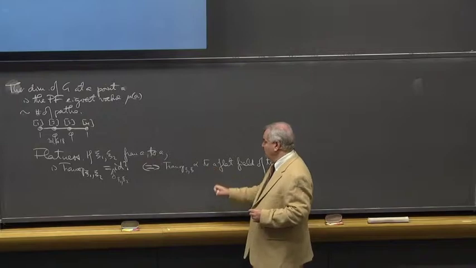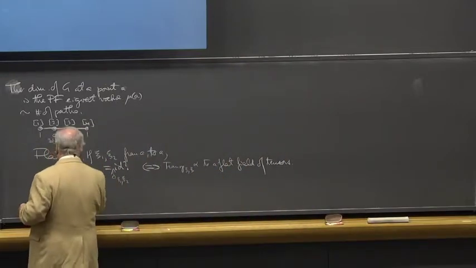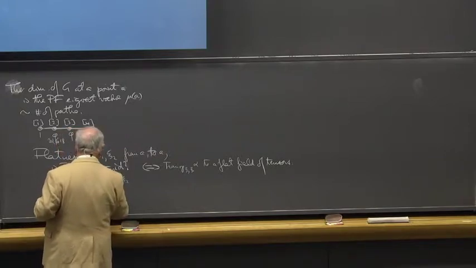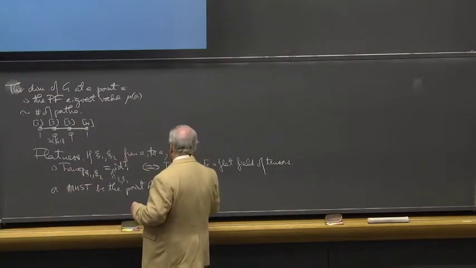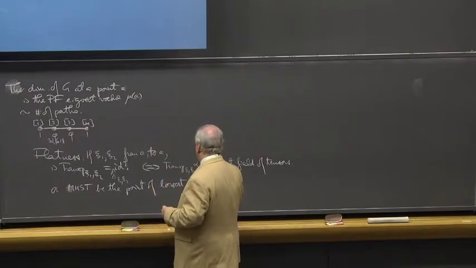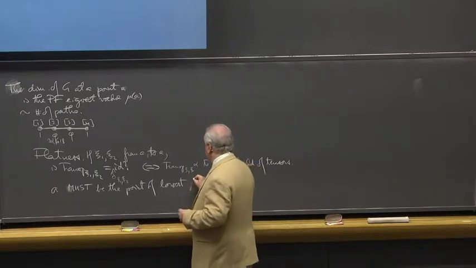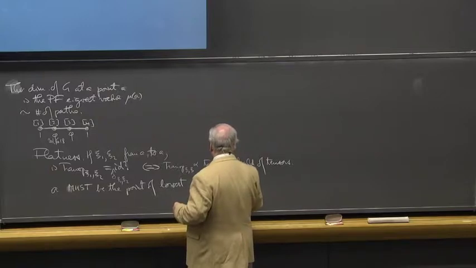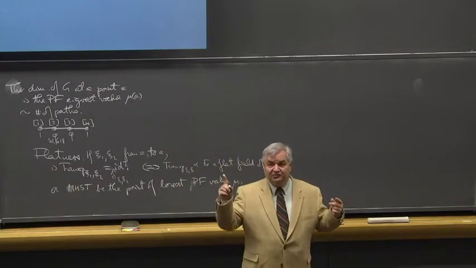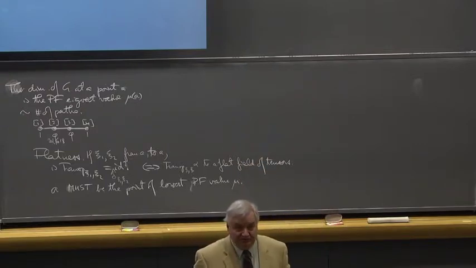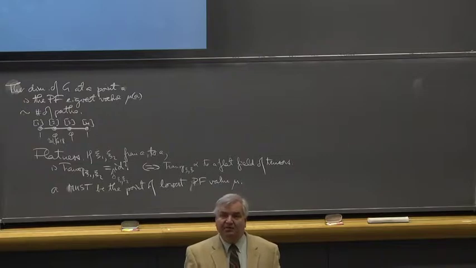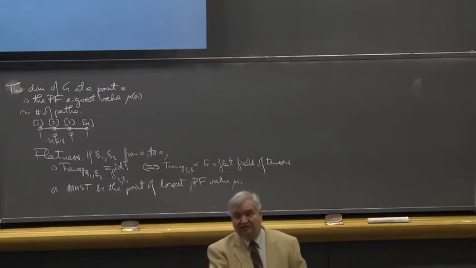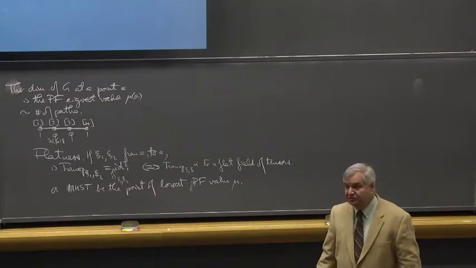Now you can see here that A must be the point of lowest Perron-Frobenius value mu. Because otherwise you couldn't transport things from a place which has more paths to a place which has fewer paths and get them back. Right? So if you have a manifold which has variable dimension like here, then the only place from which you could transport things on any path and come back is the place of smallest dimension. Yes?